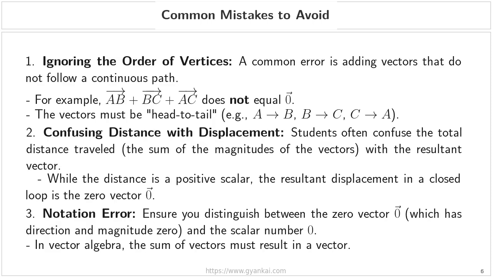Finally, watch your notation closely. In vector algebra, precision is everything. You must distinguish between the scalar number 0 and the 0 vector, which we denote with a small circle over the 0. While they both represent a lack of quantity, the 0 vector is a specific mathematical object that has a magnitude of 0 and an undefined direction. Remember, when you are adding vectors together, your final answer must always be a vector, not just a simple number. Keep these points in mind, and you'll avoid the most common mistakes in vector addition.